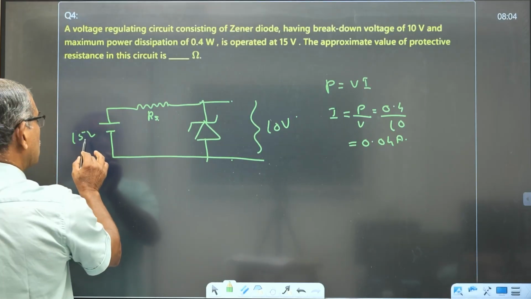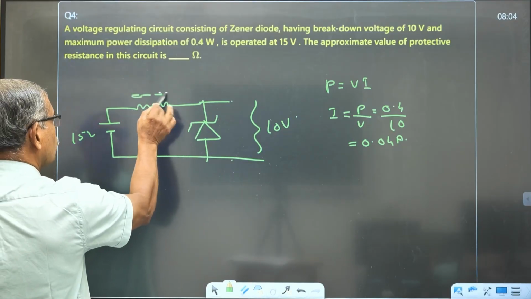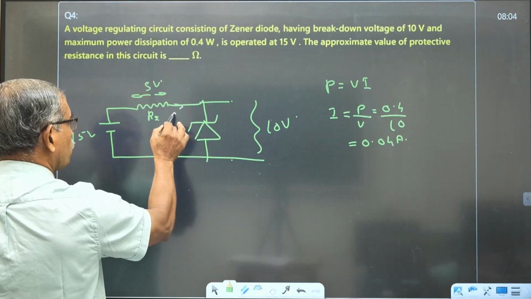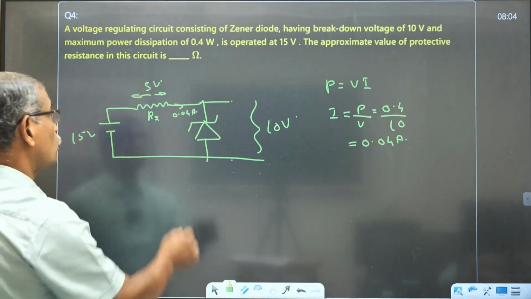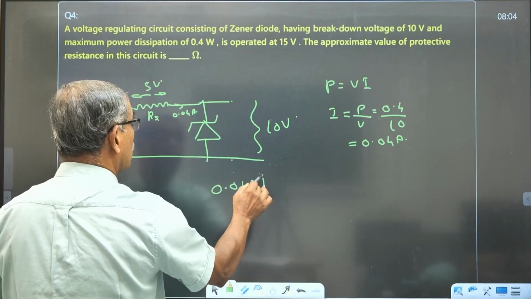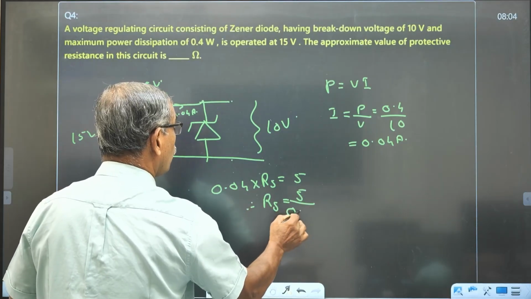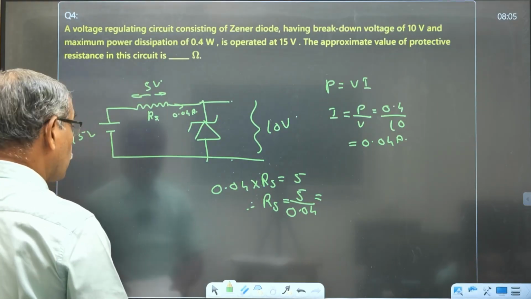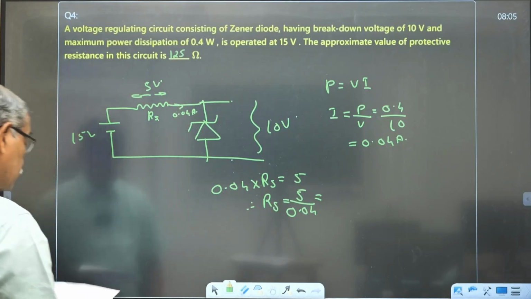Next, here 15 is the input voltage and output voltage is 10. Therefore, the potential drop across this one by Kirchhoff law is equal to 5 volt. And the current that you got is equal to 0.04. Then what is the potential drop across RS? It is 5 volt. Then what is the resistance? Again, by Ohm's law, 0.04 into RS is equal to 5. Therefore, RS is equal to 5 by 0.04. That value on calculation is equal to 125 ohm. Okay.